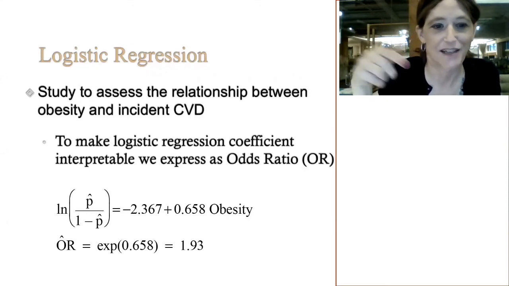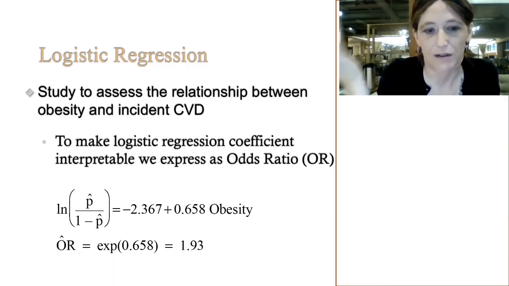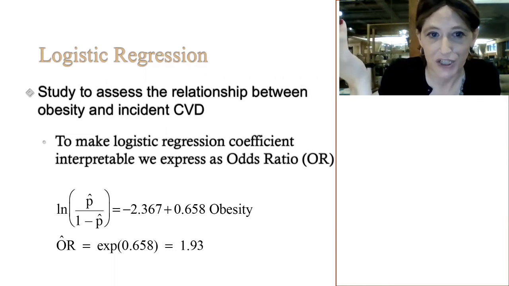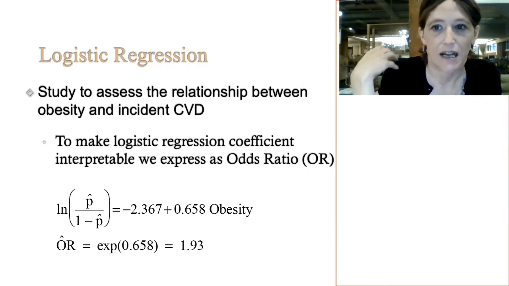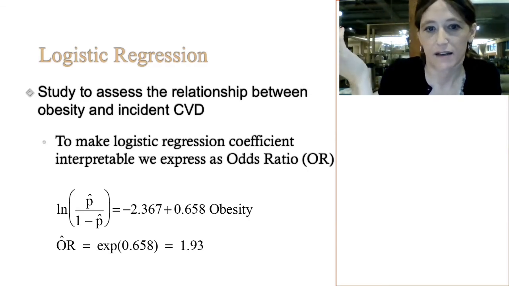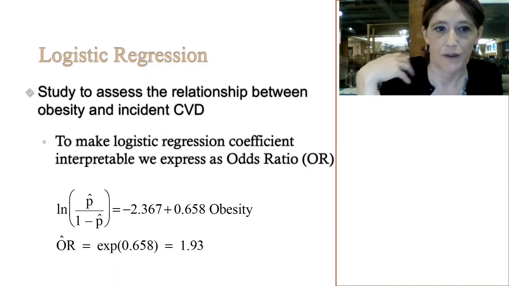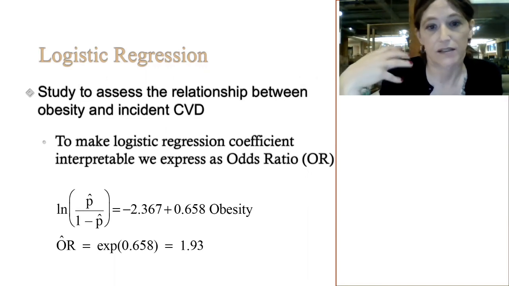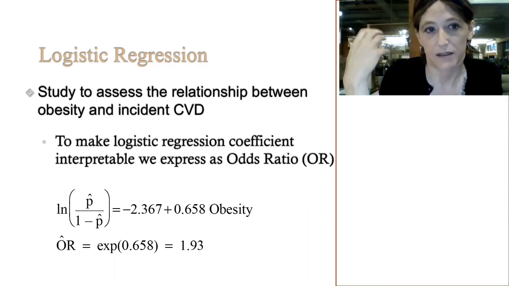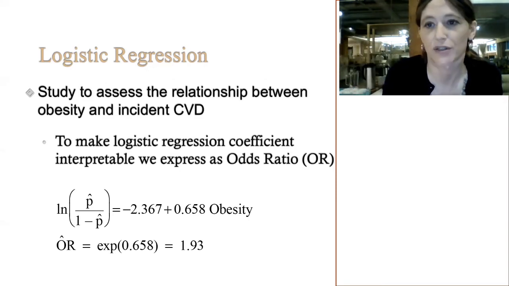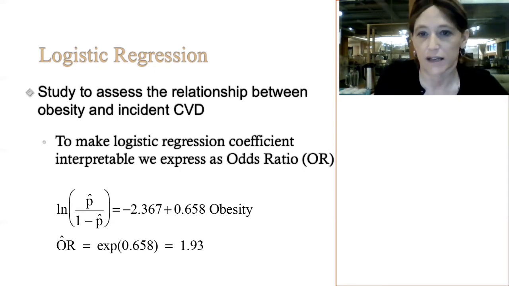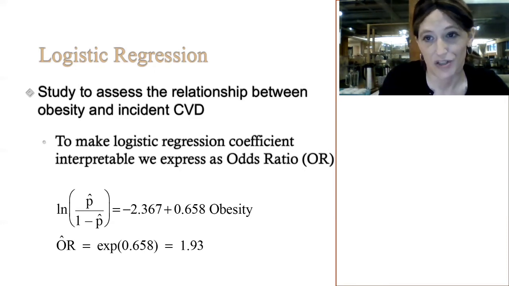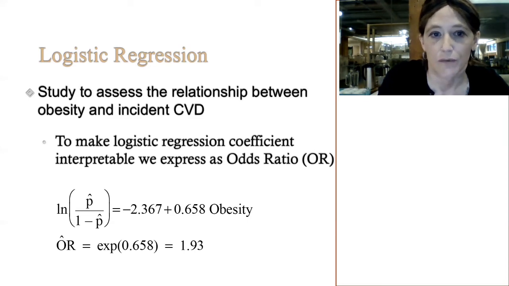So from this logistic regression model, we can determine that the odds ratio, ding, ding, ding, is 1.93 for obesity. So if you are obese, yes, no, it increases the odds of having cardiovascular disease by 1.93. It's a beautiful thing. Logistic regression allows us to calculate odds ratios and adjust those odds ratios by simply plugging in variables. It's very powerful.